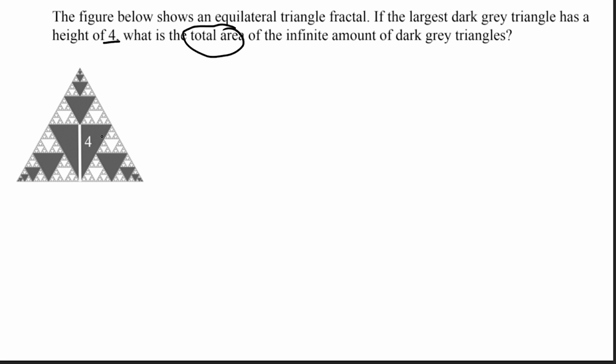The first thing to notice is that each successive triangle moving away from the center is 1/2 the height of the previous triangle, right? So if this is 4, this has a height of 2, then 1, then 1/2, etc. And these also do, so that would be 2, 1, etc. And so what we can do is somehow use this in combination with an infinite sum to get the area of all of the dark gray triangles.